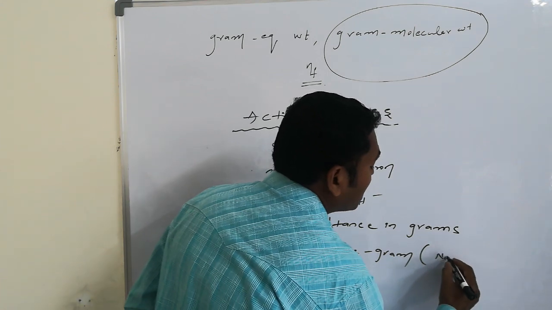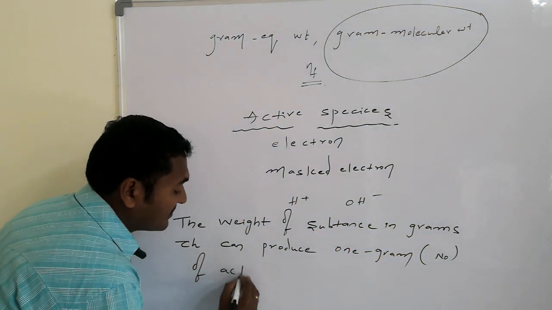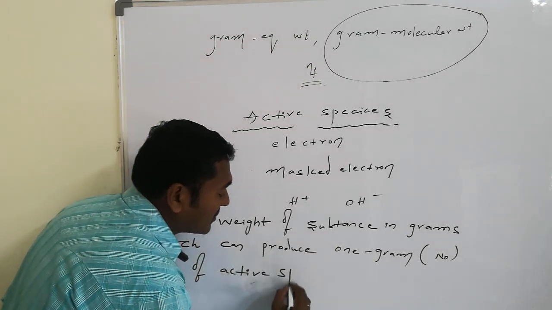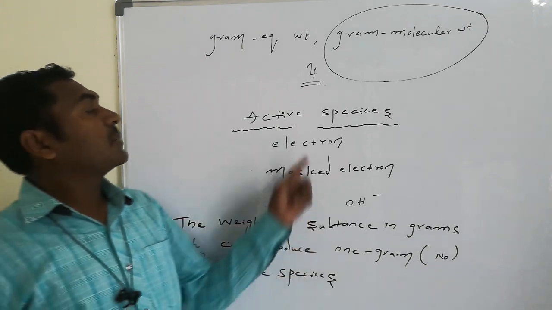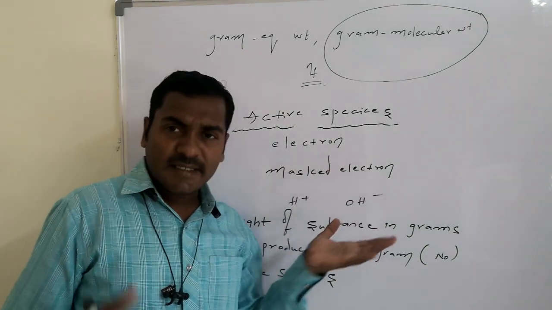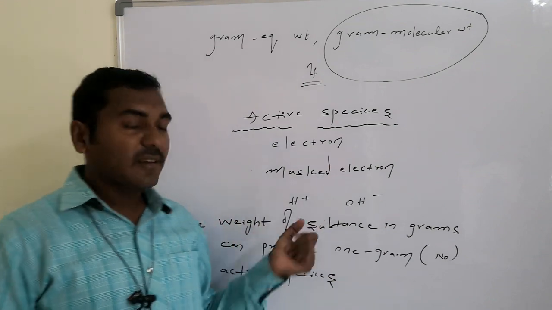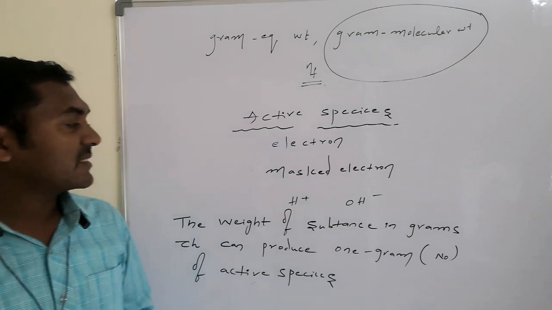Avogadro number, that is N0 by number, Avogadro number. 1 gram of active species stands for, maybe, 1 Avogadro number of electrons. In some cases it is a masked form of electron. It can be 1 Avogadro number of H plus ions. It can be 1 Avogadro number of OH minus ions.